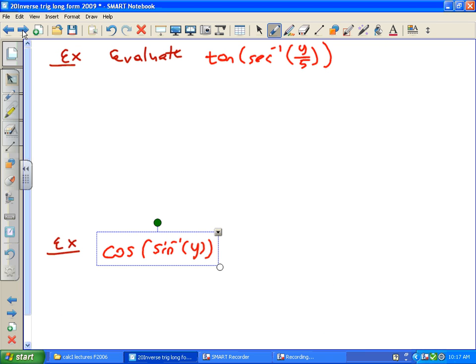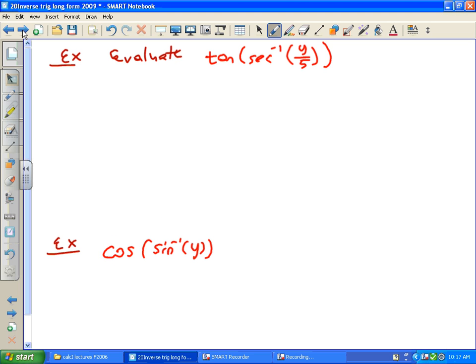Say tangent of secant inverse of y over 5. How do we simplify a quantity such as this? Tangent of secant inverse of y over 5. Since we don't even know what y is, we could not possibly use the calculator. So what we're going to do instead is we're going to do a little triangle.